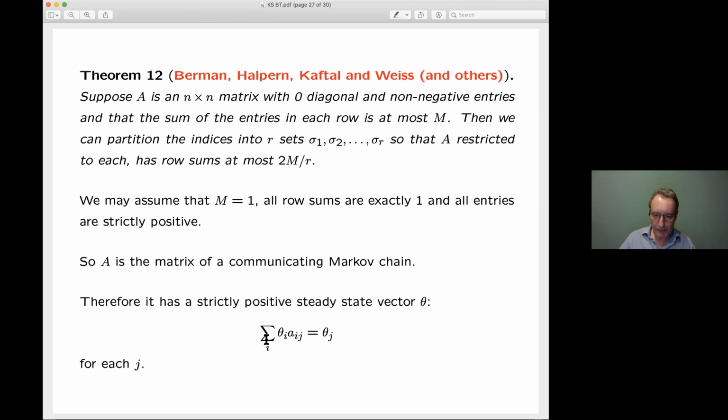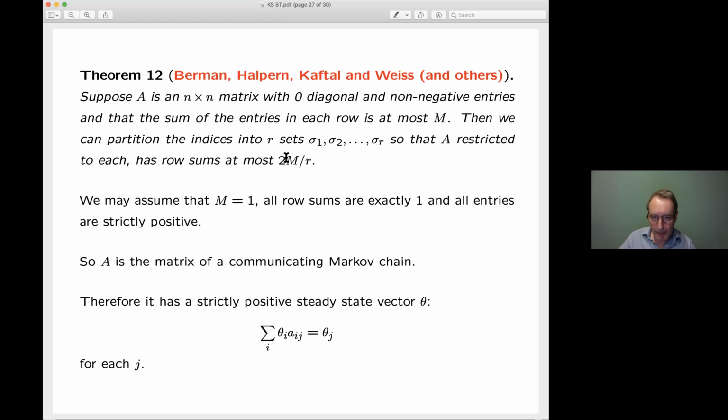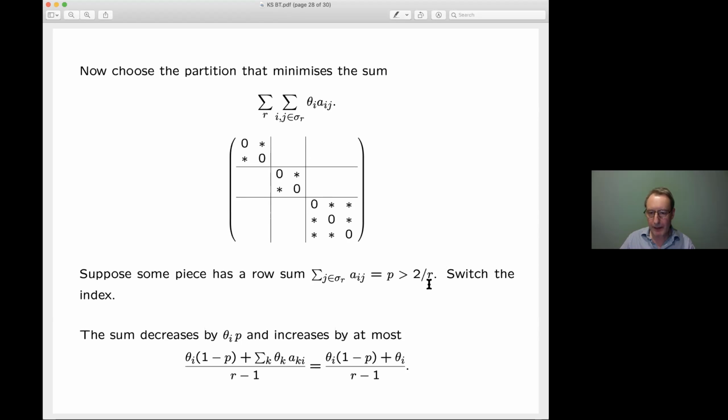Now, having found this theta, I use the Levasse argument again, but with a different objective function. So now I choose the partition that minimizes this sum, where instead of just adding up all the entries in the pieces, I add them up with this extra weight theta i in front of them. I'm going to take advantage of the fact that theta is a left eigenvector. Suppose I have a row sum in a piece whose value is p as before, and suppose it's too big in this new sense. Now too big means bigger than 2 over r, not m over r. For the non-symmetric case, I'm after 2m over r. So m is 1, but 2 over r is the thing I'm supposed to beat.